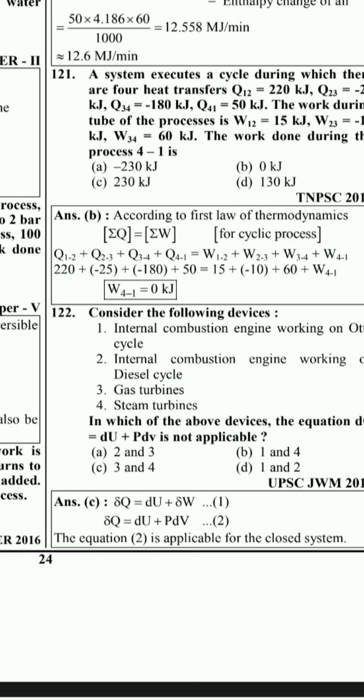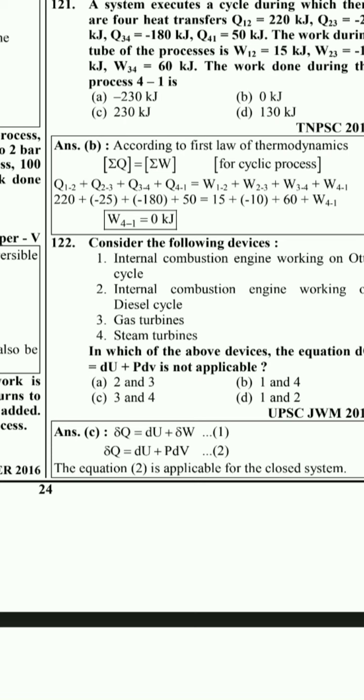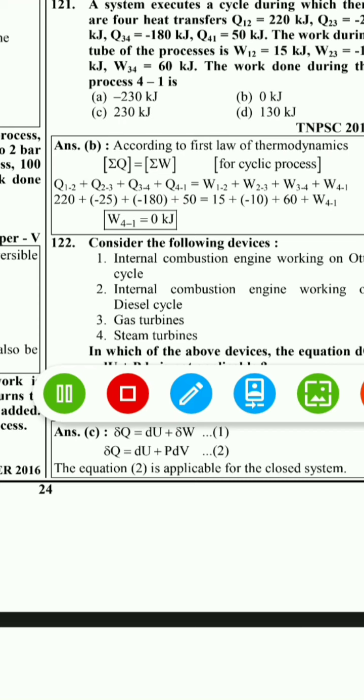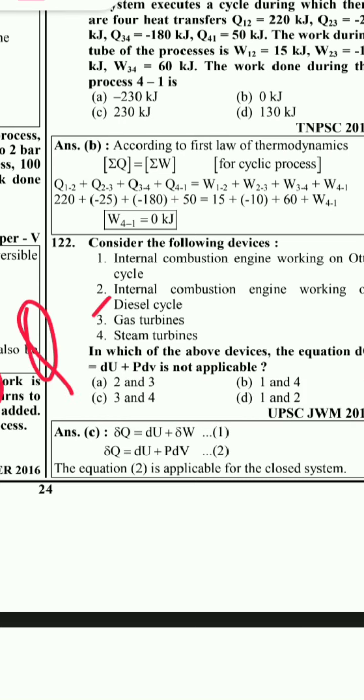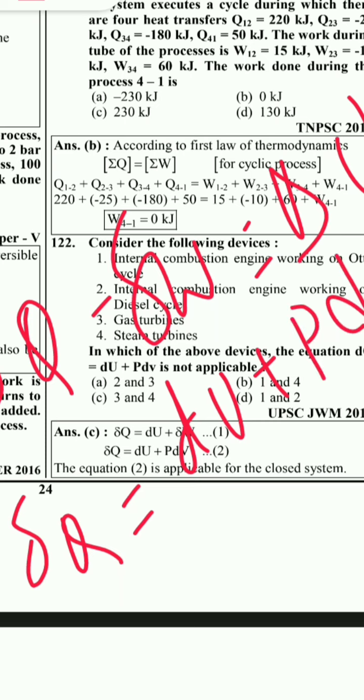Consider the following devices. First, internal combustion engine working on Otto cycle. Next, internal combustion engine working on diesel cycle, gas turbines, steam turbines. In which of the above devices is the equation del Q equals dU plus PdV not applicable? This is the equation for a closed system, that is, del Q minus del W equals delta U, or you can write it as del Q equals dU plus PdV. Instead of del W you can also write PdV. So this equation is applicable for closed systems.